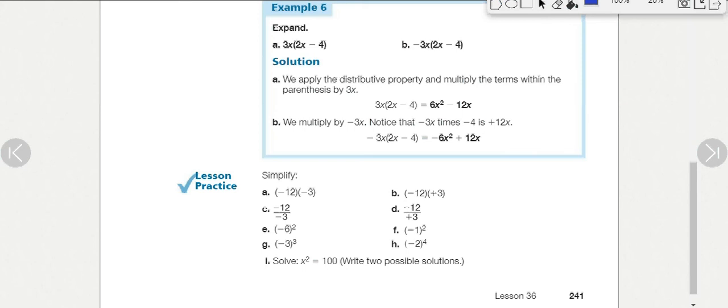To expand in example 6, we do 3x times 2x, which is 6x squared. Don't forget the squared. Because now we're not just adding to get 5x. We're doing 3 times 2 and x times x and putting that all together. Then we do 3x times -4. And that's -12x, okay? You get 6x squared minus 12x. Well, how about this one? Remember what we know. What's this? -6x squared because of this negative sign. But then keep the negative, do it times -4, and you get positive 12x. What do you think about that?